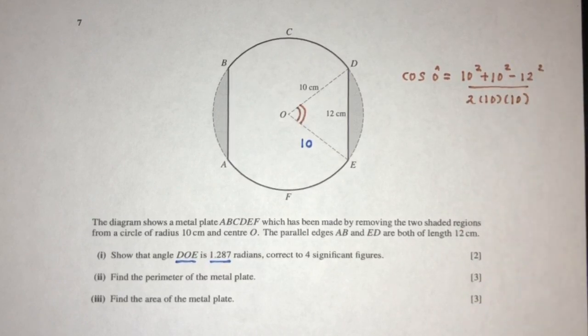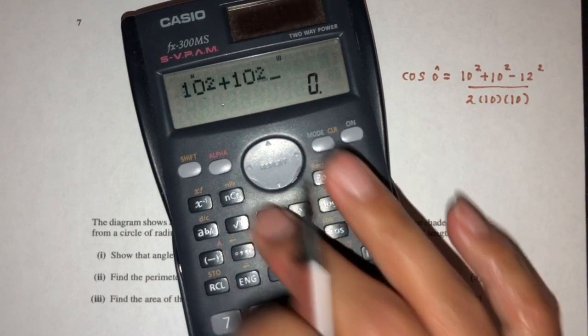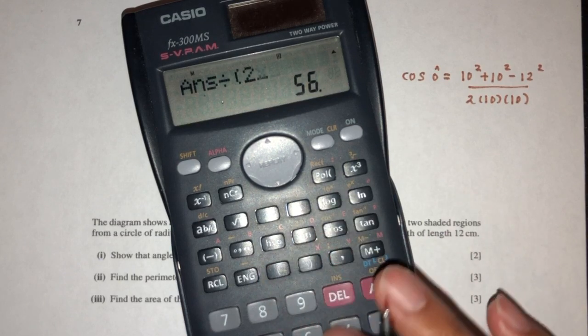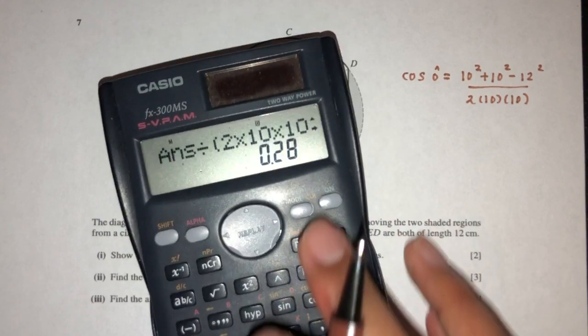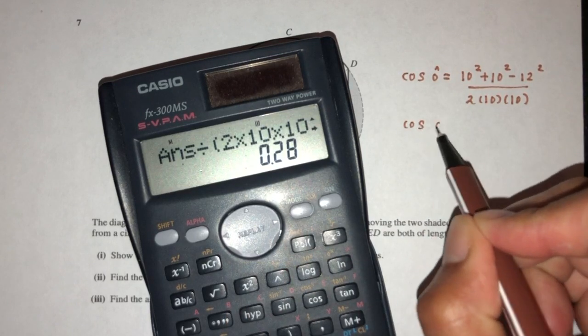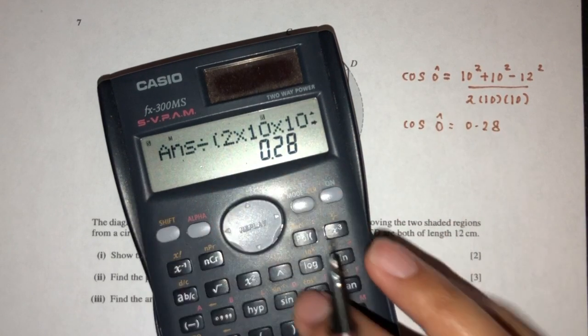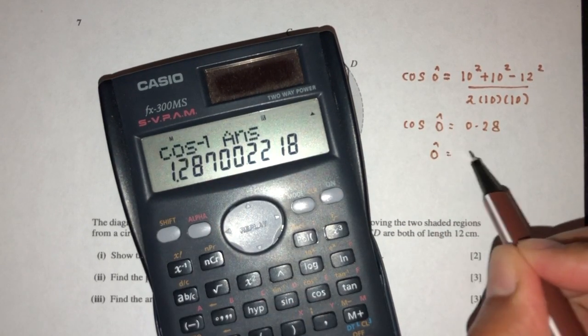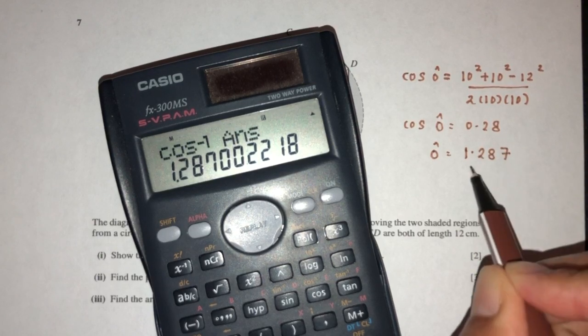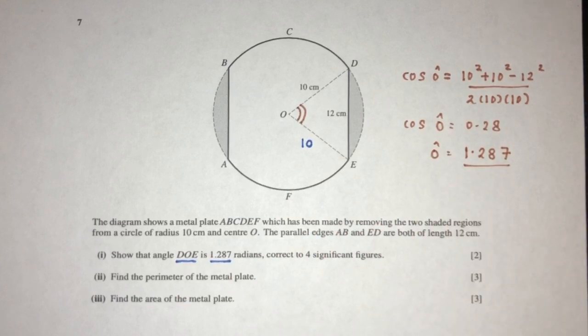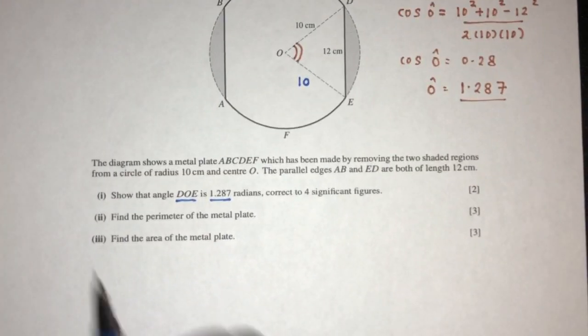Again, these formulas you have to know when solving this kind of question. Okay, it is not going to be given to you. So 10 squared plus 10 squared minus 12 squared, that is this, divided by 2 times 10 times 10, should be this. Now we know that cos of the angle O is 0.28. Here we have to use radians, so cos inverse of that will be 1.287, correct to 4 SF. Shown as required, angle O is this one. Okay, great. Now next step, part 2.